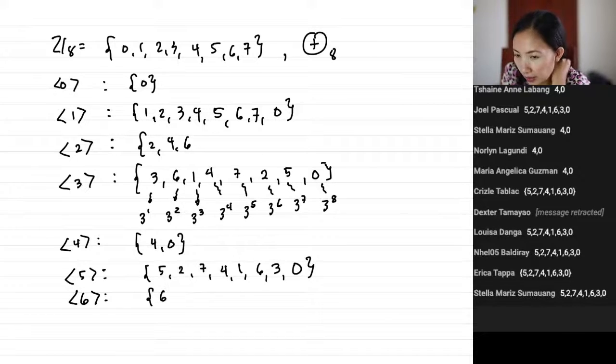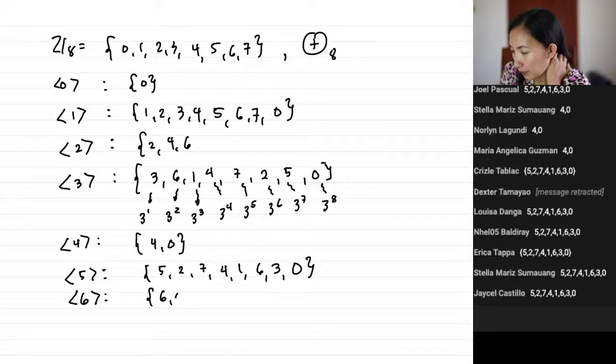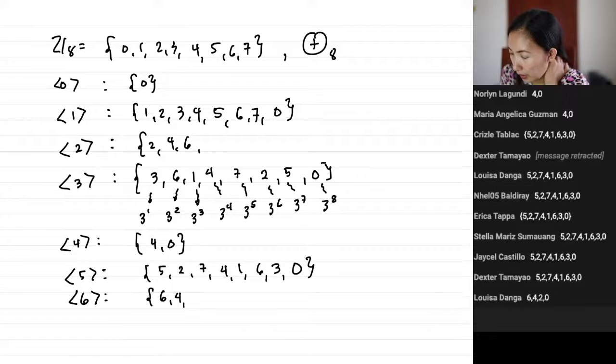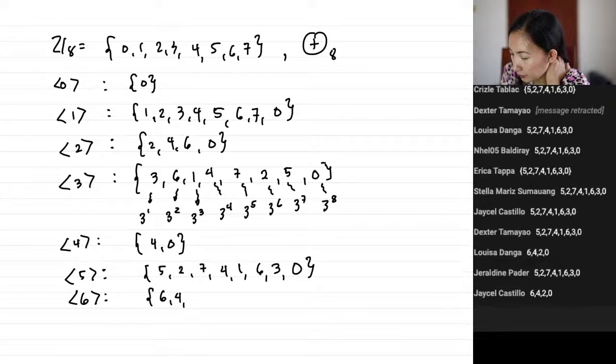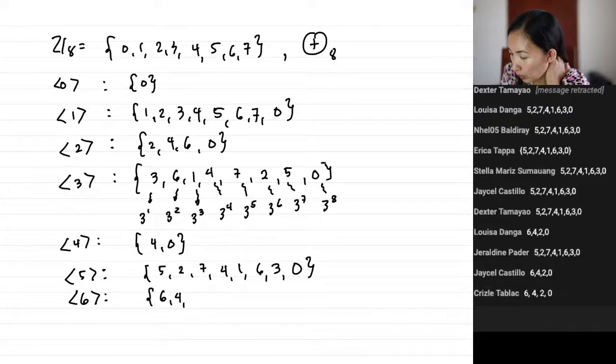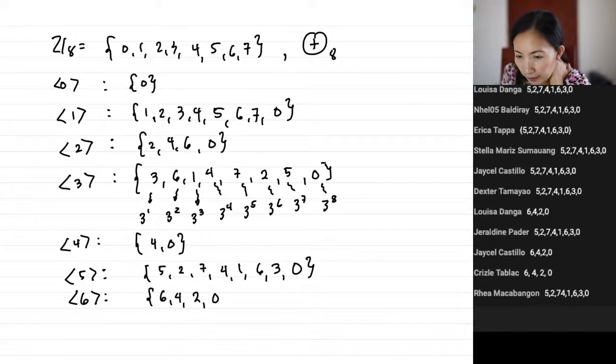Next, how about for 6? 6 and then 12. 12 modulo 8 is 4. Bakit yung 2? Hindi natin natapos yung 2. 0 ito. Okay? 6, 4, 2, and then plus 6, 0. Okay? Next, 7.